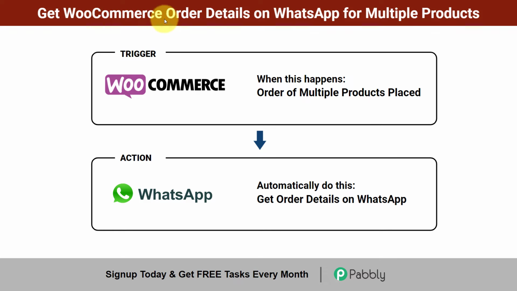How to get WooCommerce order details on WhatsApp for multiple products. So for a single product, there are already a lot of tutorials available on our Pabbly channel, and in this video I'll show you whenever a customer is placing an order for multiple products in your WooCommerce store, how you can get the same order information, same order details on WhatsApp immediately and automatically.